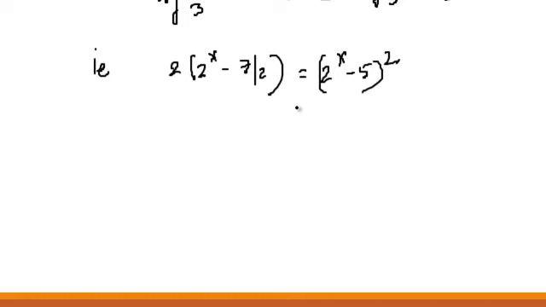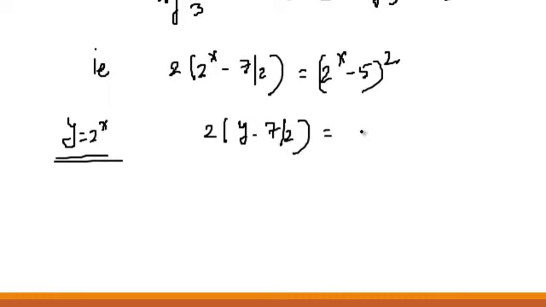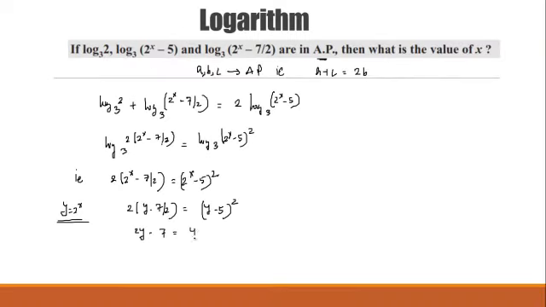One method to solve this type of problem is to assume that 2 to the power x equals y. Let y be equal to 2 to the power x. On the left hand side the expression becomes 2 times (y minus 7 by 2), and that should equal (y minus 5) whole squared. Further simplification gives 2y minus 7 equals y squared plus 25 minus 10y.